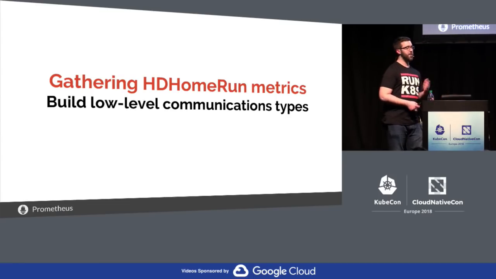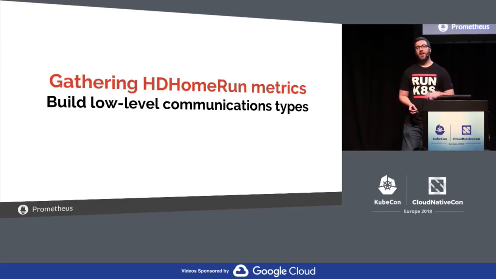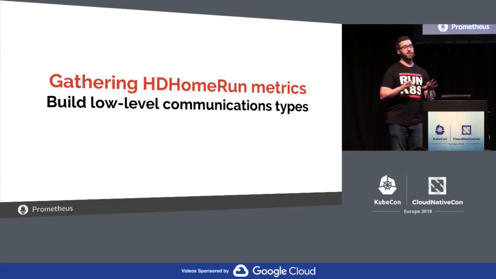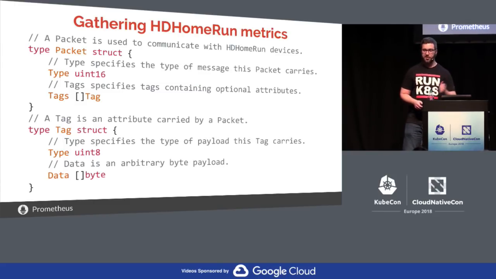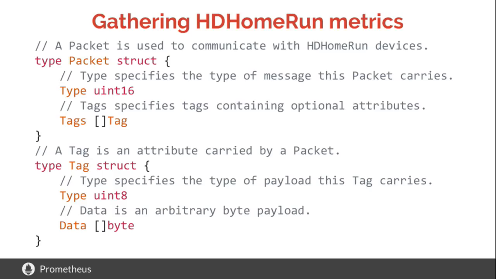First, we need to build up our low-level communications types. The HDHomeRun speaks using these specialized packets. So this is what a packet looks like in Go. A packet has a type that specifies the type of message it carries, and tags. And these specify optional attributes such as debugging information or information about the device and lots of other things.